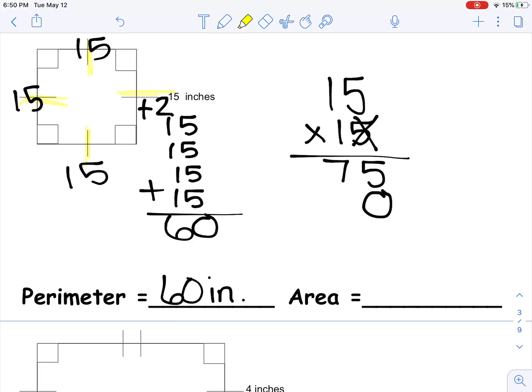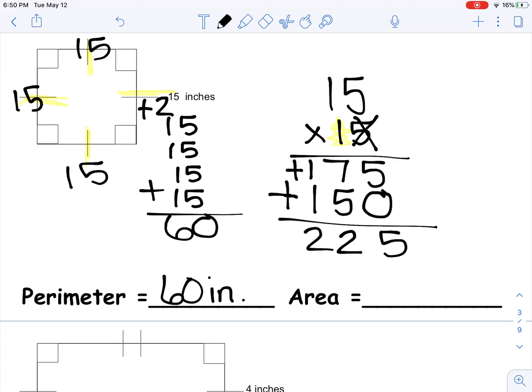Remember, placeholder 0, because the 1 that I'm about to work with right here is not really 1, but 10. Okay, 1 times 5 is 5. 1 times 1 is 1. Plus sign, add them up, line them up. I get 5 plus 0 is 5. 7 plus 5 is going to give me 12. Carry my 1. And 1 plus 1 is 2. So 225 inches. And remember, area is squared because you're multiplying 2 dimensions.